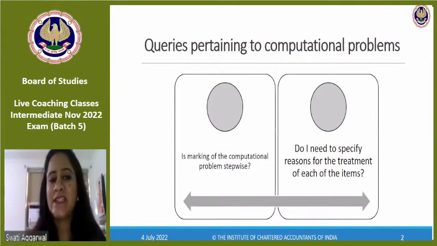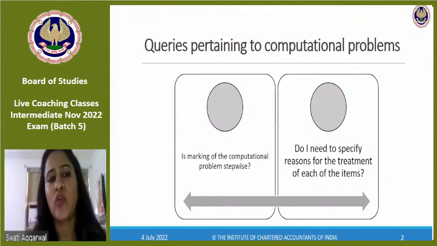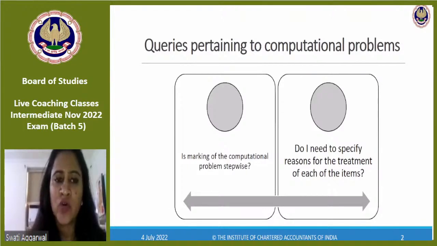So that's why we suggest that you should always attempt all the questions, even though you might feel that you are not able to arrive at the correct conclusion. Your total tax liability may be wrong, but if there are 5 or 6 items in the question, and you have made correct treatment for, let's say, 3 out of 5 items, then yes, you will get stepwise marks. Your whole marks won't be deducted just because you're not able to arrive at the correct conclusion. So whatever you know, it is always advisable to attempt all the questions, because there are always stepwise marks for the computational problem.